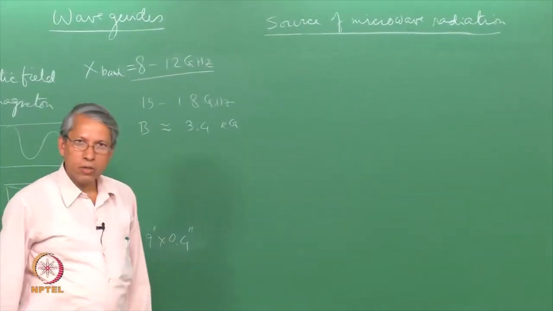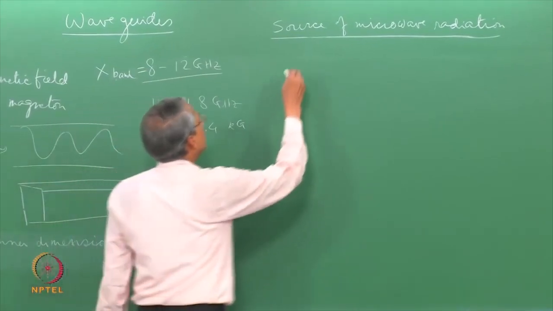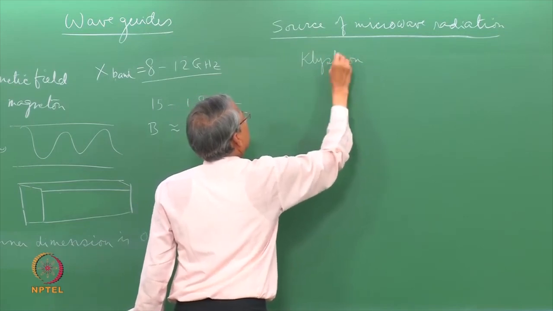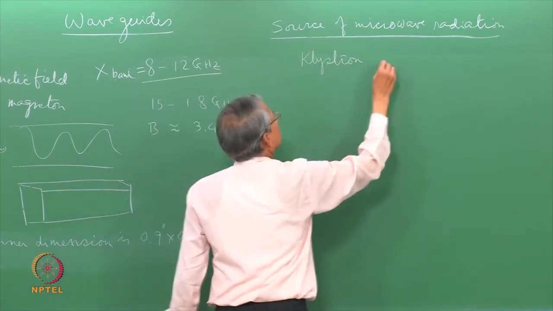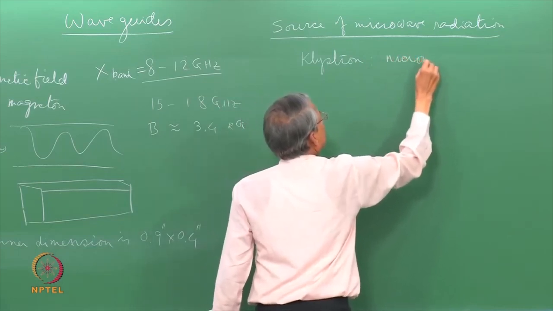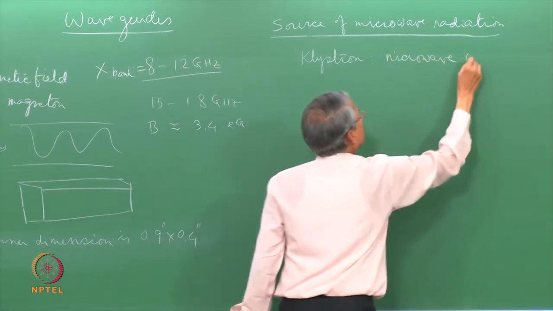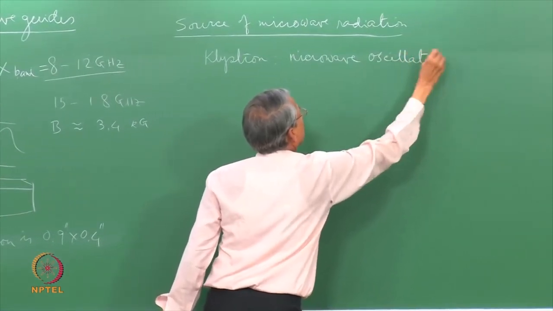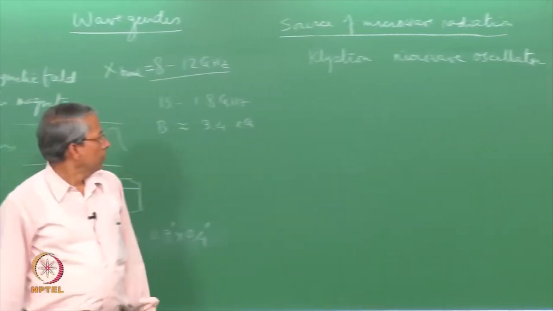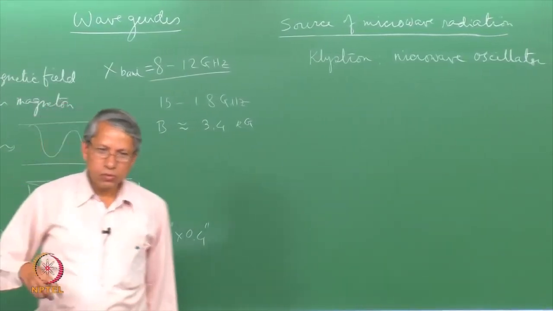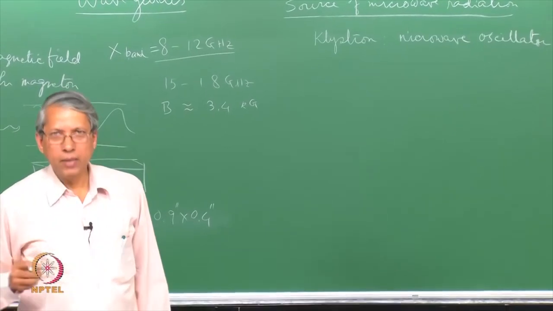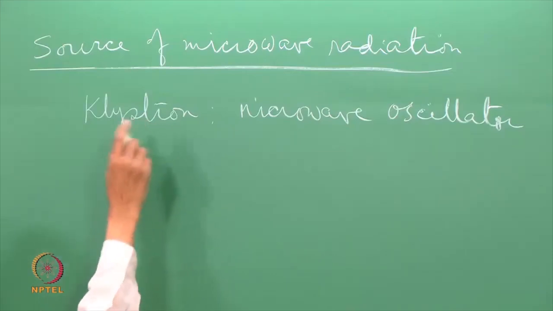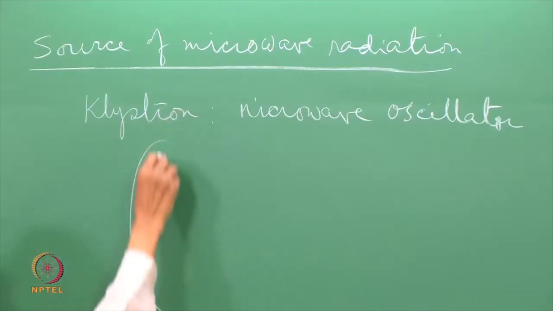The most common source of microwave radiation is a microwave oscillator called a klystron. It is a vacuum tube inside which electrons are made to undergo acceleration and deceleration. In a very simplistic way, the inside part of the klystron looks like this.